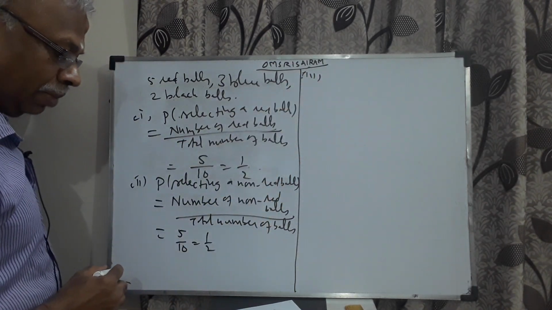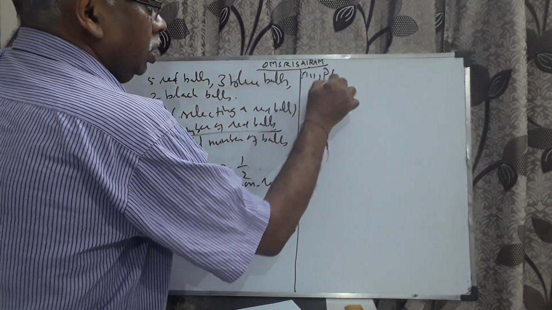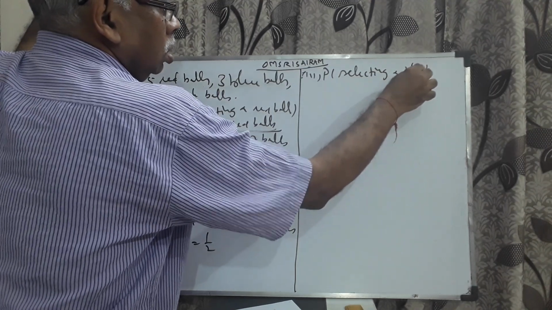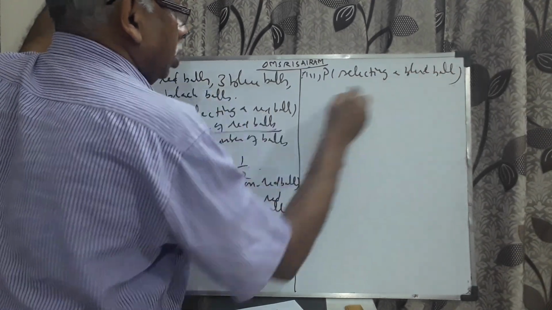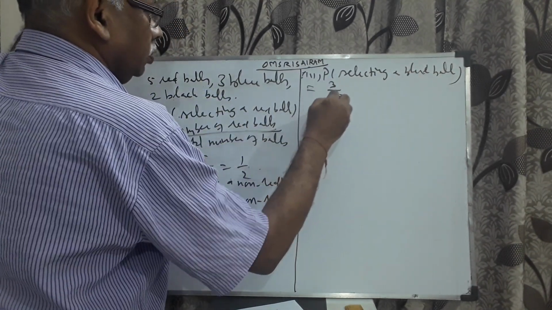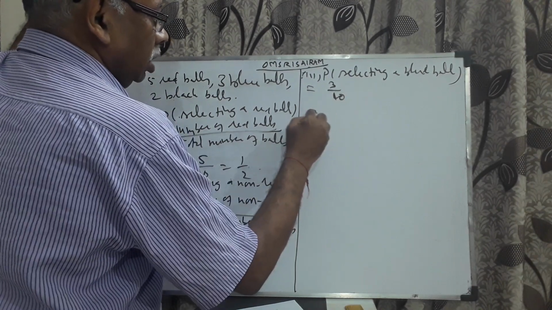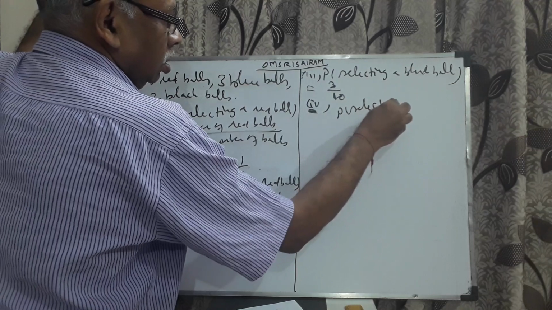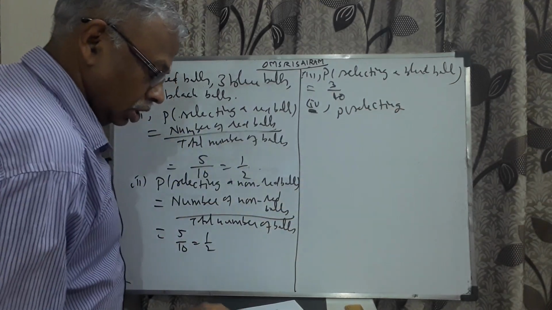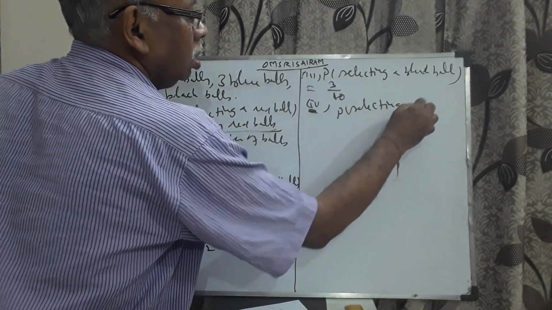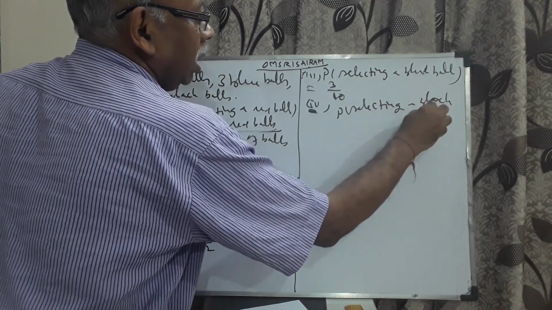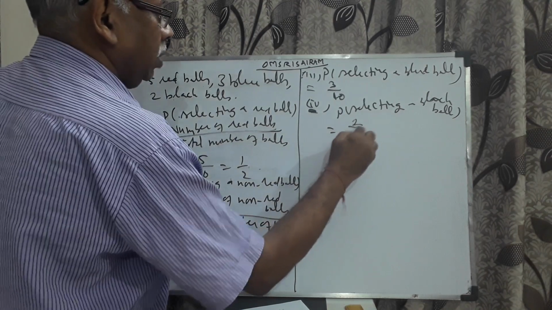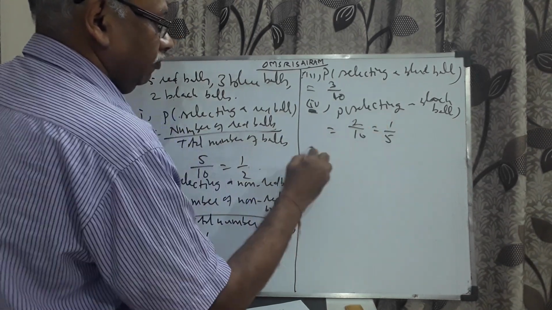Then think about the third subdivision. P of selecting a blue ball is number of blue balls by total number of balls. It will be 3 by 10. Then of course subdivision 4, P of selecting a black ball. How many black balls are there? 2 by 10. Answer will be 1 by 5.